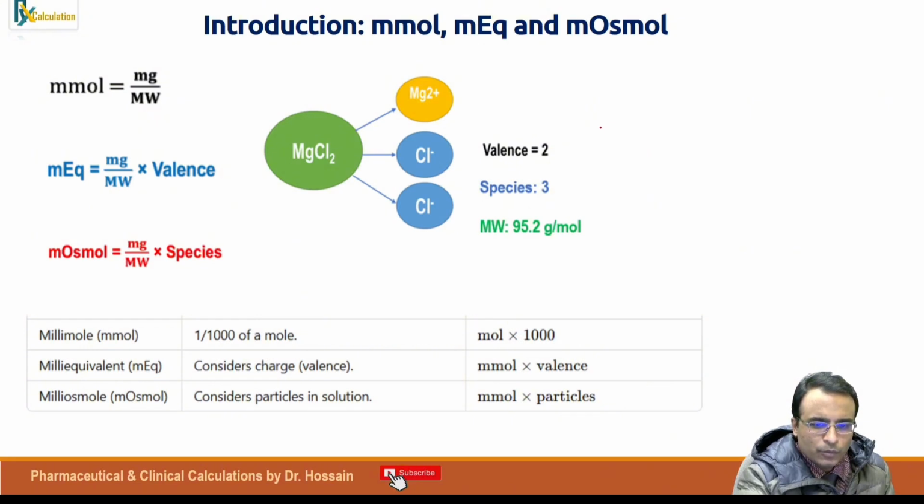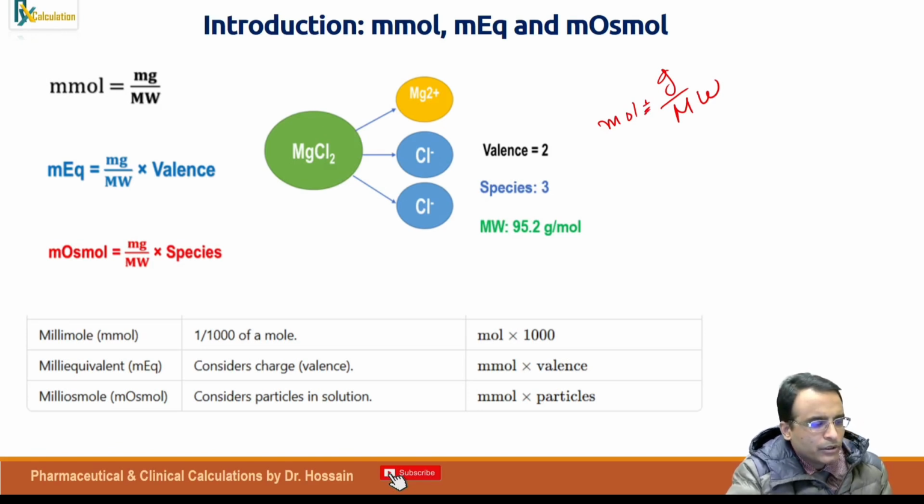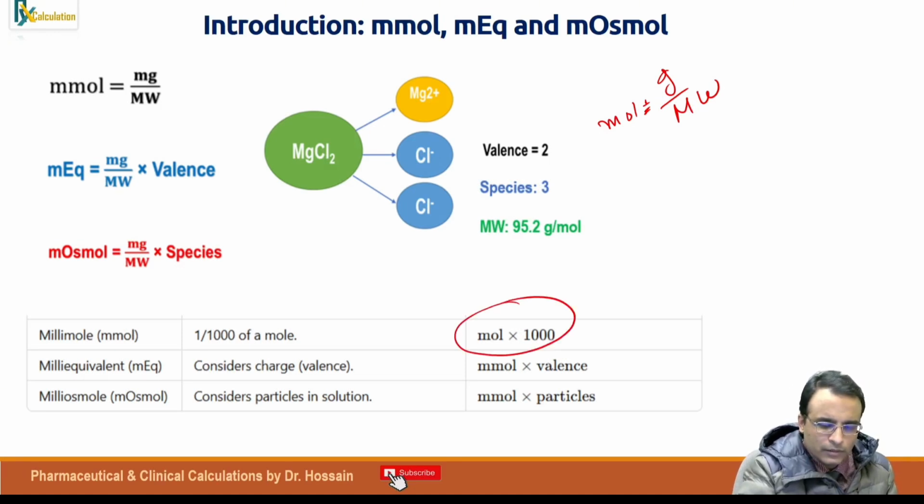So mole is gram over molecular weight, right? Mole measures the amount of substance based on its molecular weight. So millimole is just 1/1000th of a mole. To convert mole to millimole, you multiply the number of moles by 1000.